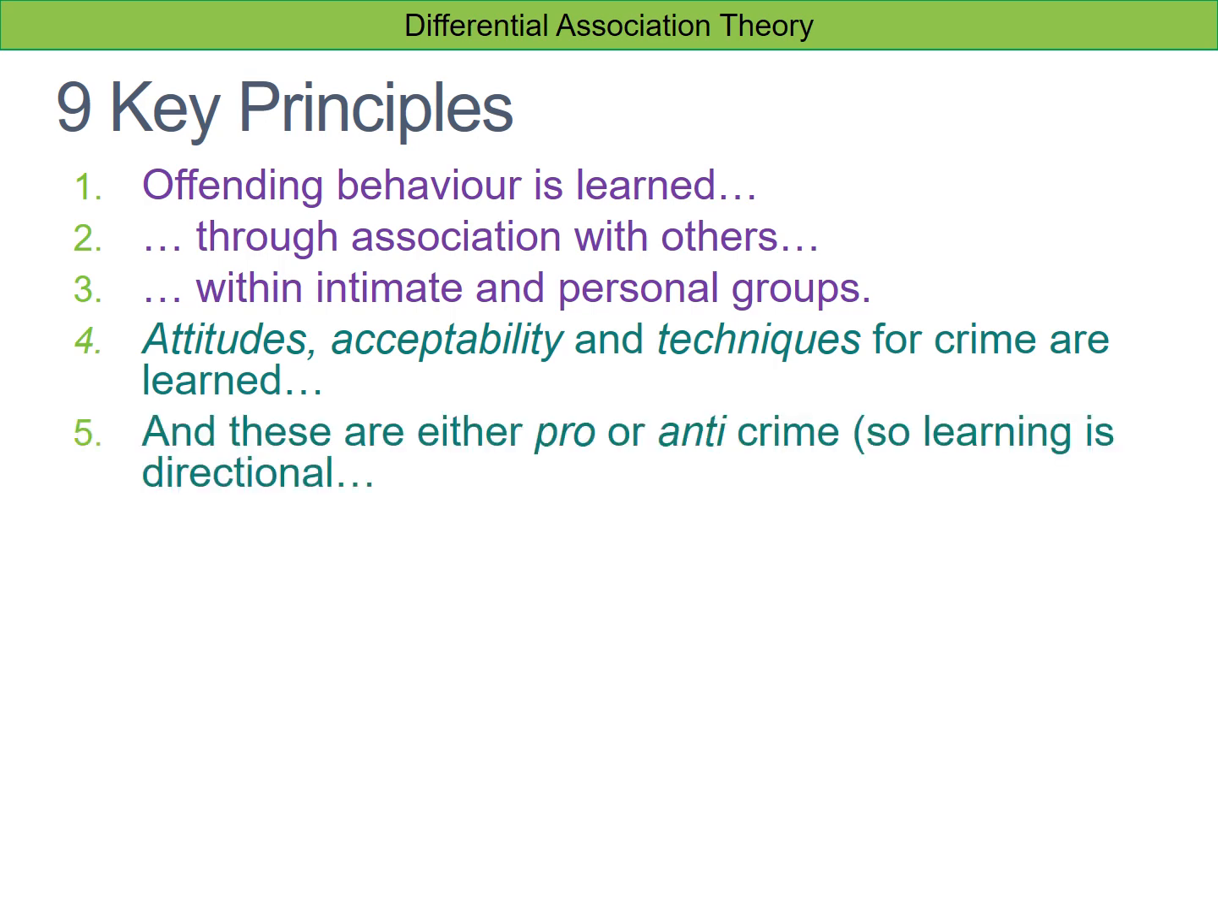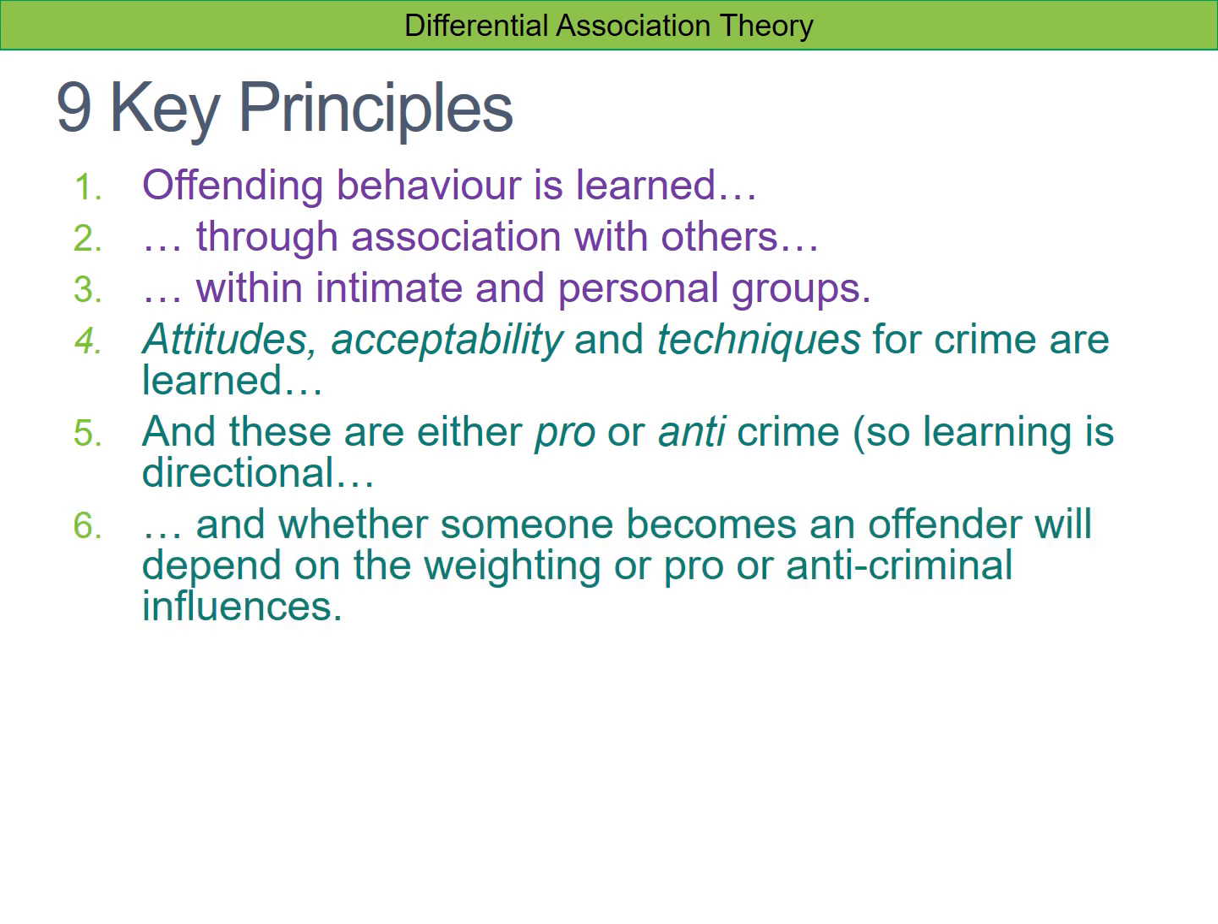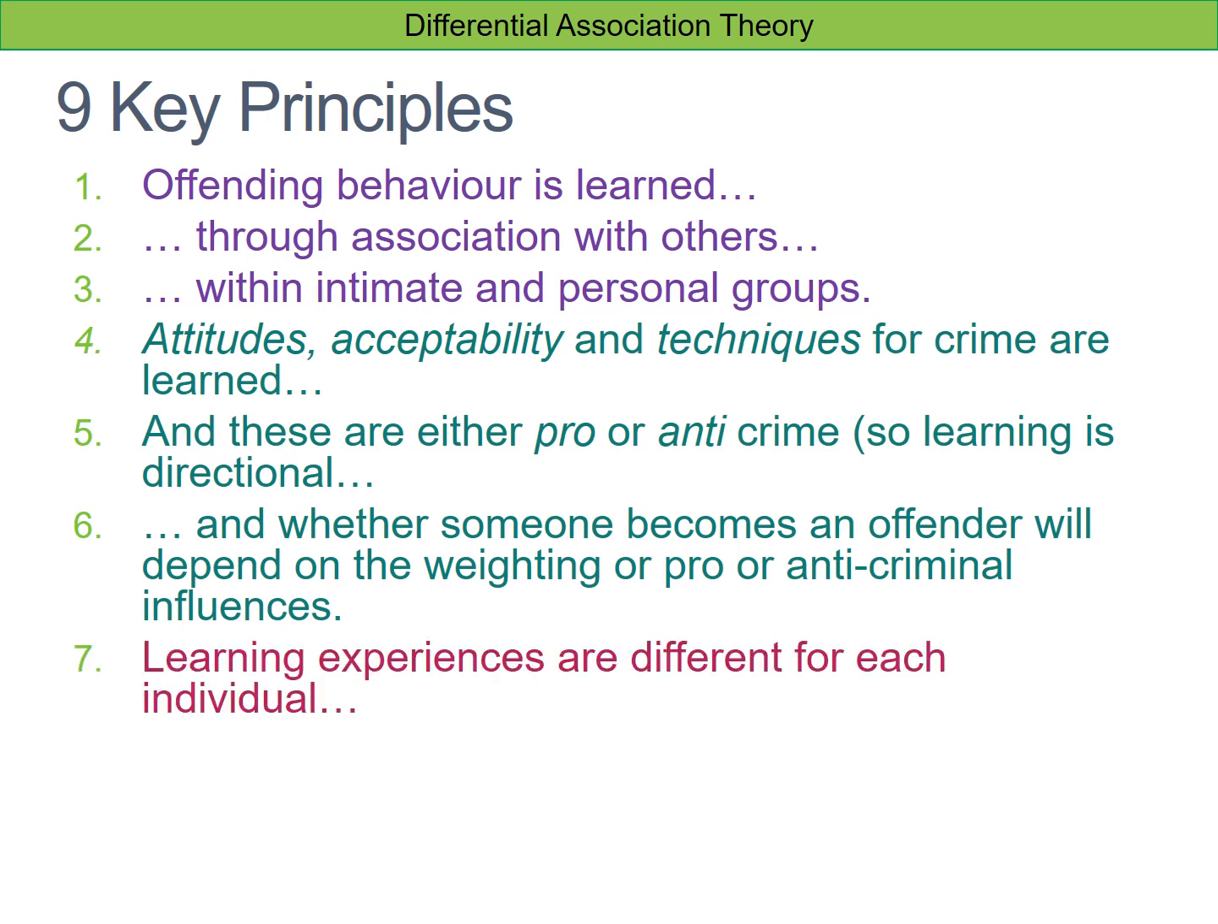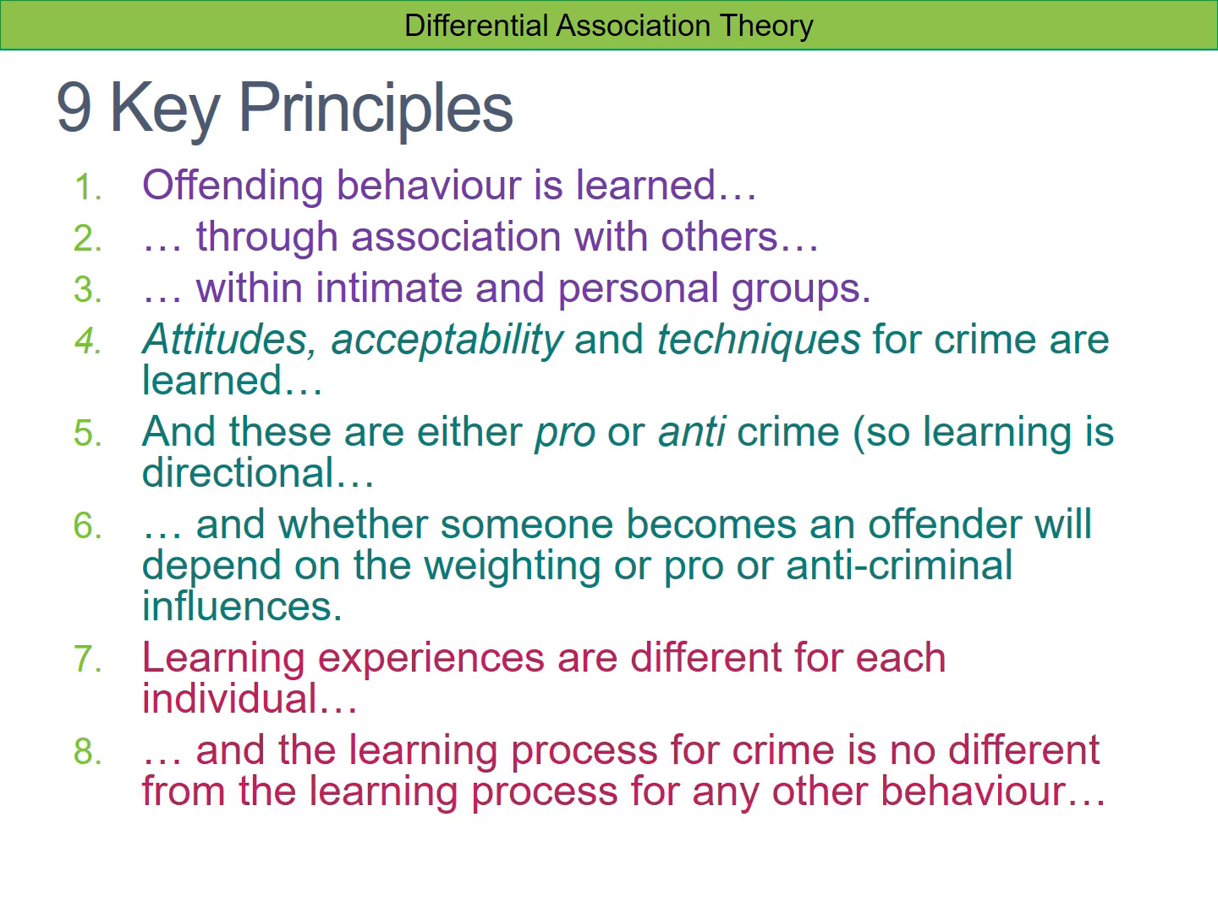Now these are all either pro or anti-crime, so learning is in one direction or the other, and whether or not someone becomes an offender will depend on the weighting of the pro or anti-criminal influences. Now the last 3 principles were based around the idea that learning experiences are different for each individual, and that the learning process for crime is no different than the learning process for any other behaviour. So this is again when we come back to the idea of social learning, which suggests that we learn our behaviour from observing others. We just learn criminal behaviour in the same way.